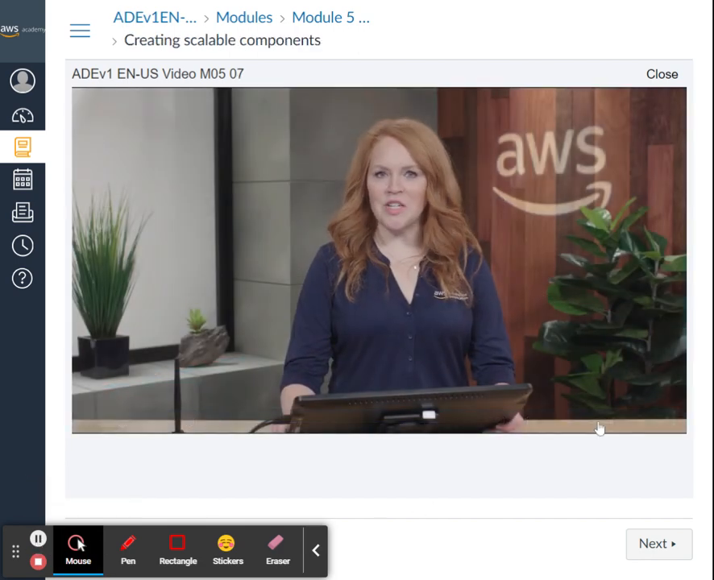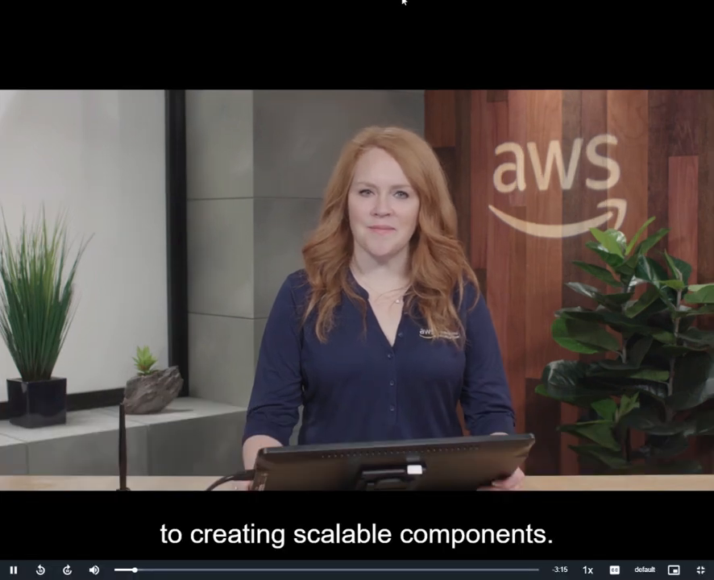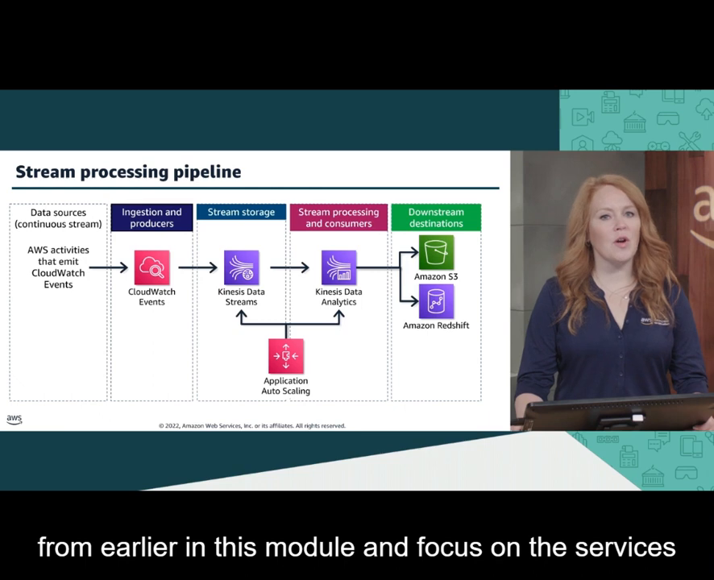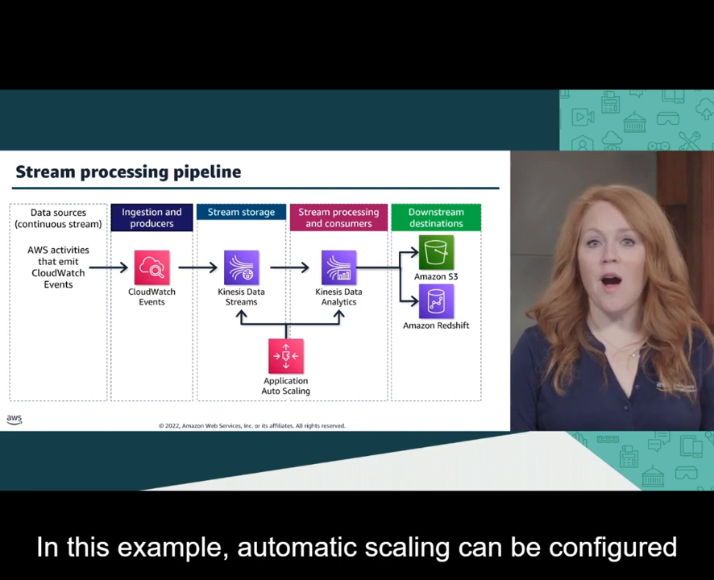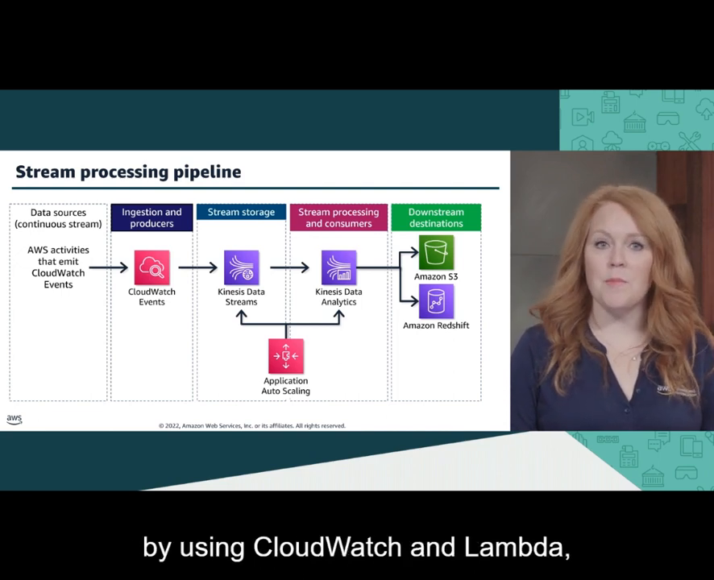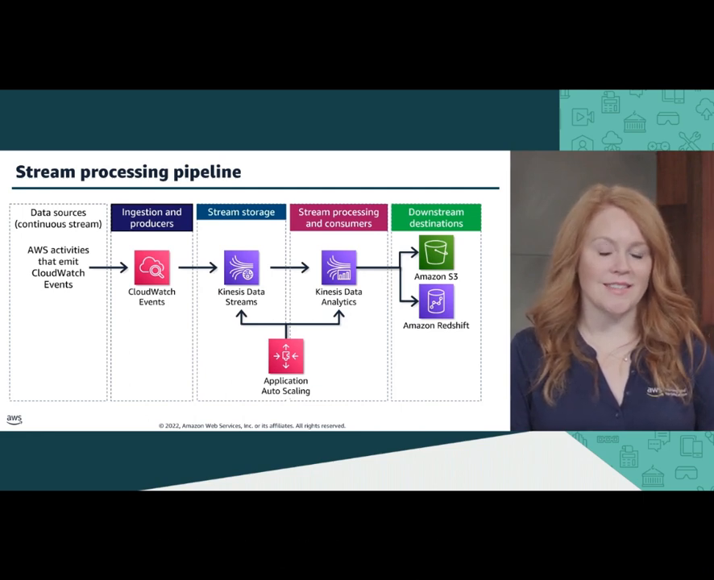This section introduces concepts related to creating scalable components. Let's look at the stream processing pipeline example from earlier in this module and focus on the services used in the example. In this example, automatic scaling can be configured for Amazon Kinesis data streams by using CloudWatch and Lambda, as you will see on the next slide.